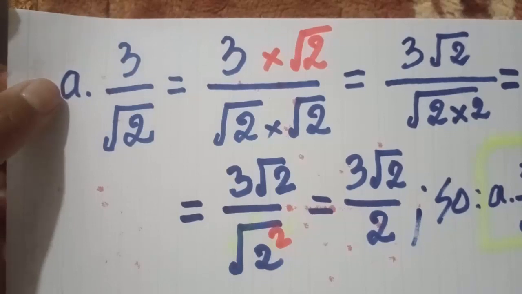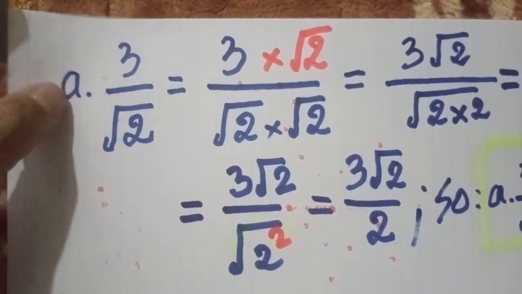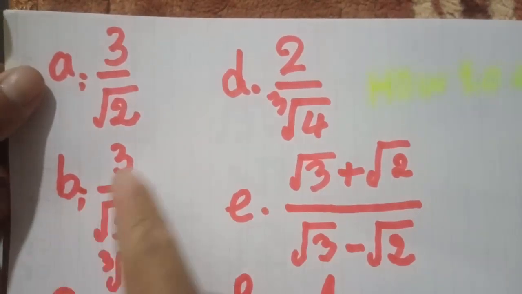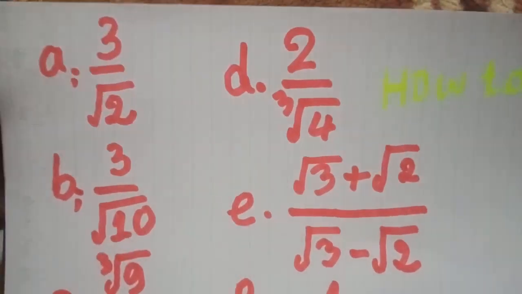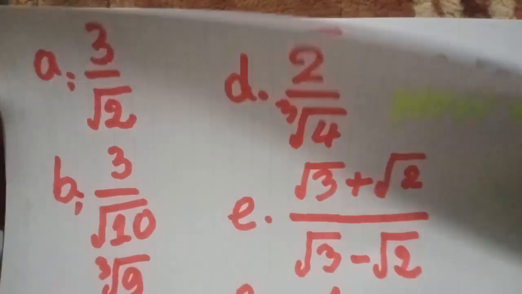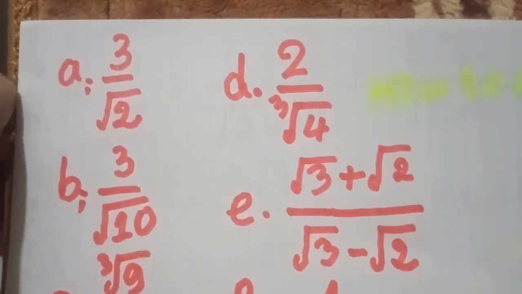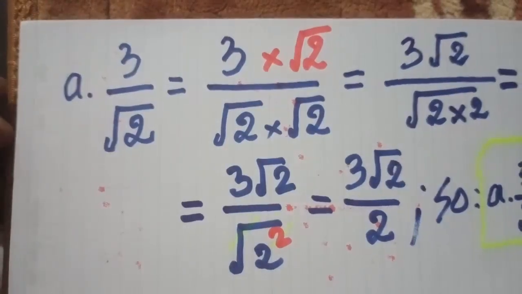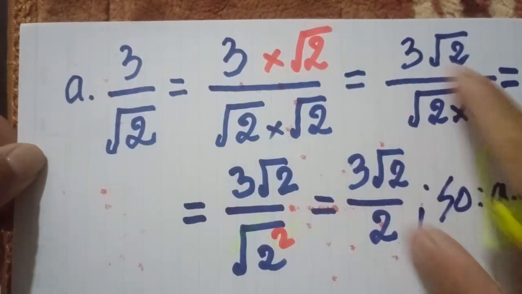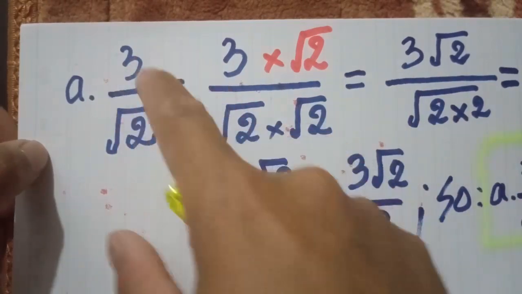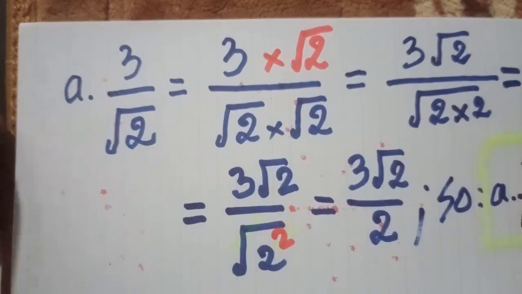Before this video, I did exercise A, but now I will do exercise B for you. So now you can see all together B, 3 on radical 10. Yes, see all together. This is the way to do exercise 1, 3 on radical 2. So now see B all together.